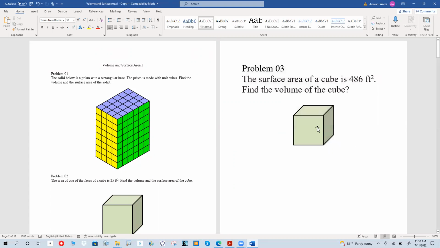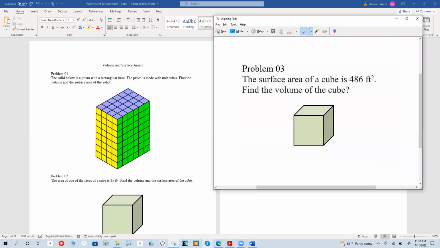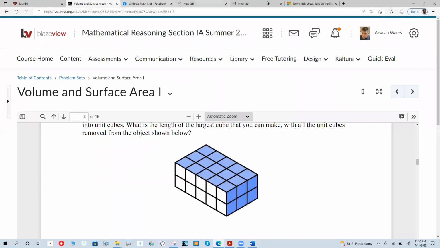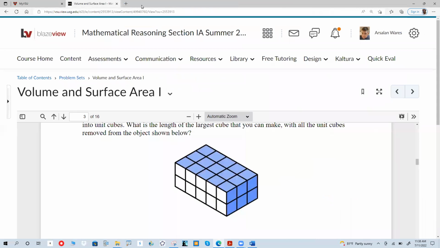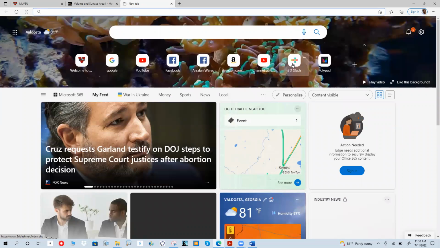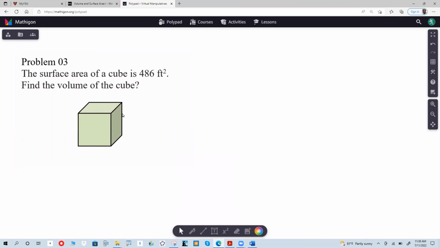Okay, now I'm going to take this problem to my Polypad. Give me a second. Okay, let's take it to Polypad and read the question carefully.